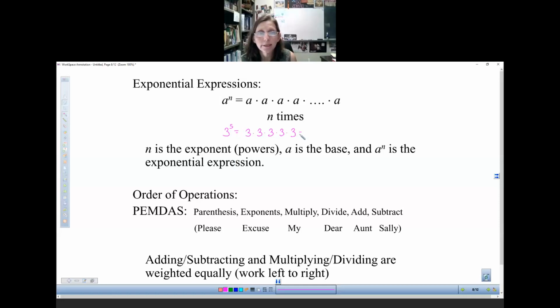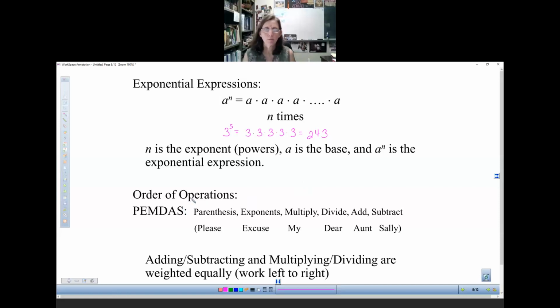So this is 243, I think. 81 times 3. Yes, 243. Okay, so 3 to the 5th power is 3 times 3, 5 times, and that's going to give me a value of 243. Right? So that's really lovely. Exponents are fabulous. They help us out.